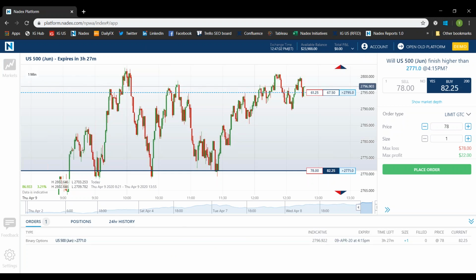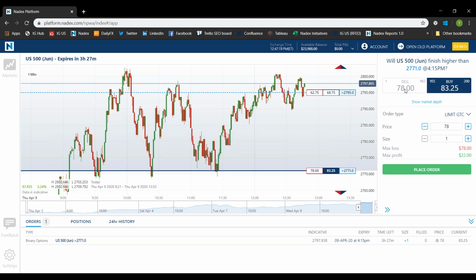And notice in my orders, I see I'm trying to pay 78 for it, and I actually see it here in the order book. Now, the market moves around. I may end up buying it. I may not. So you can trade between.